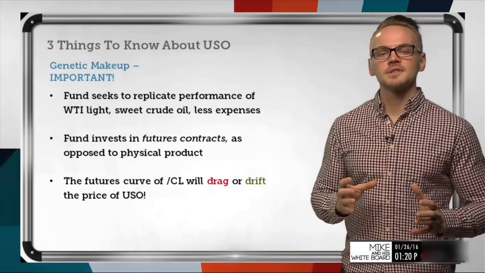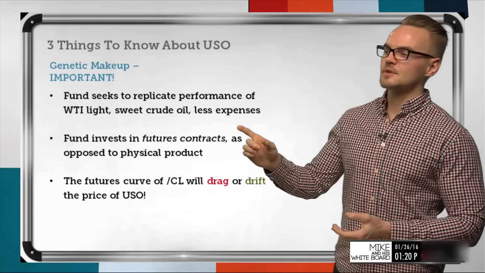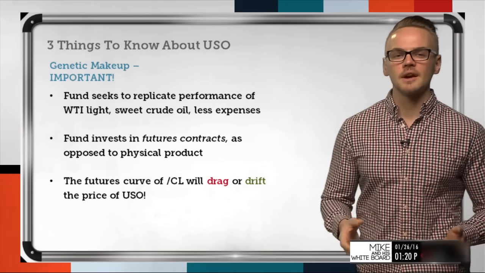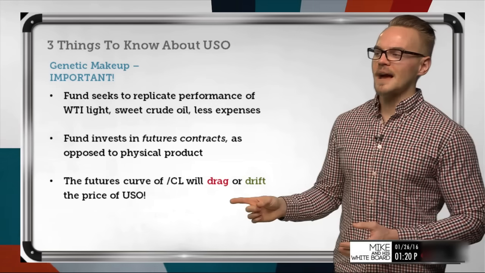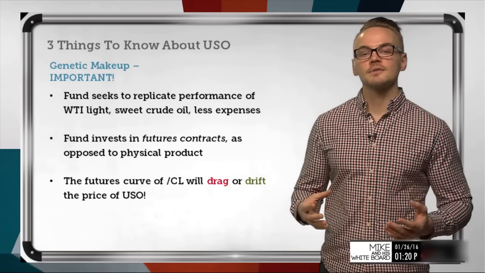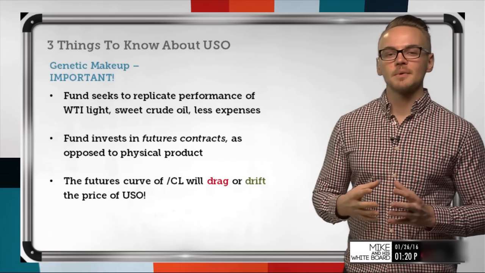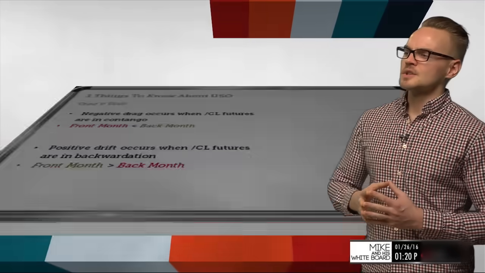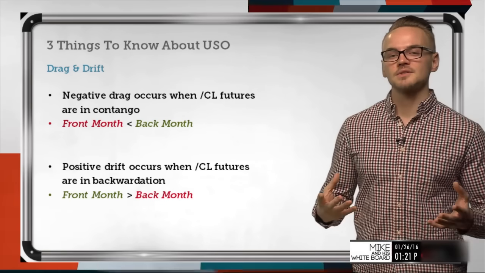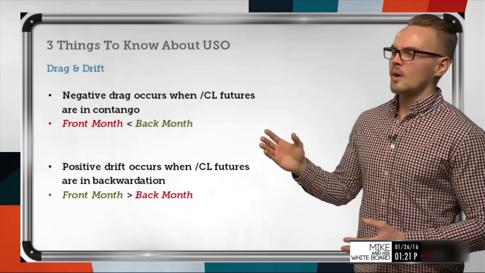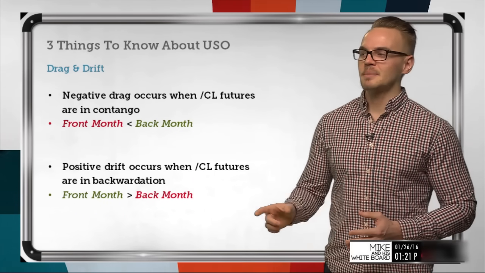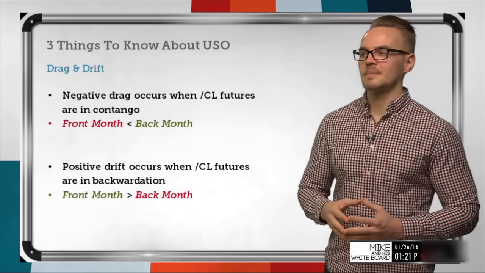So it's really important to understand the genetic makeup, and with futures contracts specifically, the futures curve of CL, which is the number 1 player in USO, is going to either drag or drift the price of USO depending on what that futures curve looks like. We're going to dig a little deeper into that on the next slide. When we're looking at drag and drift and how that affects USO, specifically with the futures contracts of /CL, all you need to know is that negative drag occurs when the CL futures are in contango, and positive drift occurs when the CL futures are in backwardation.